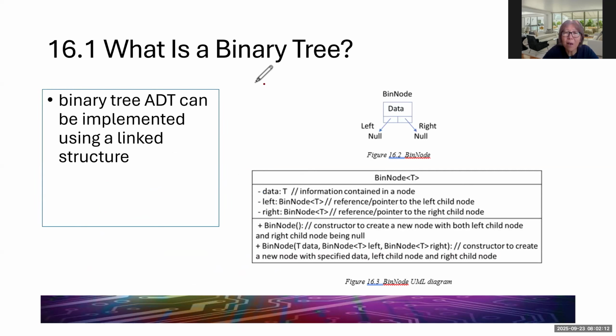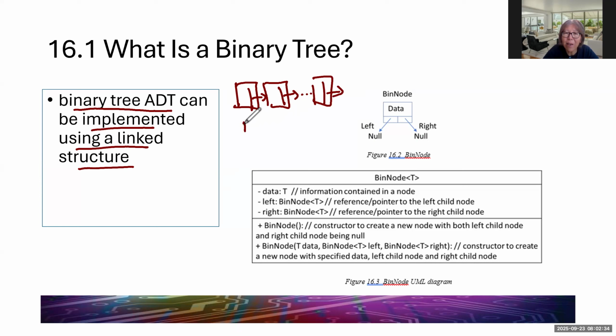So then, how do we implement a binary tree structure? Binary tree, ADT. It can be implemented using a linked structure. If you recall, previously the linked list was a linked structure. A linked structure has nodes, and each node also has a pointer pointing to the next node. Because of this, all of the nodes are chained together.